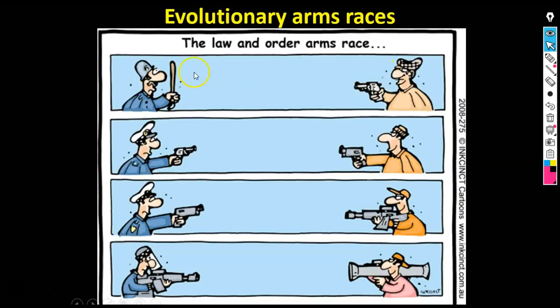So if this guy has a club, this guy gets a gun, right? Well, if the bad guy's got a gun, I'm going to get a better gun, right? Uh-oh, now the bad guy's got a machine gun, right? I get an even better machine gun, I get body armor, and he shows up with a bazooka. So if you imagine this is a clam, you get really simple teeth, right? And this is not a clam.